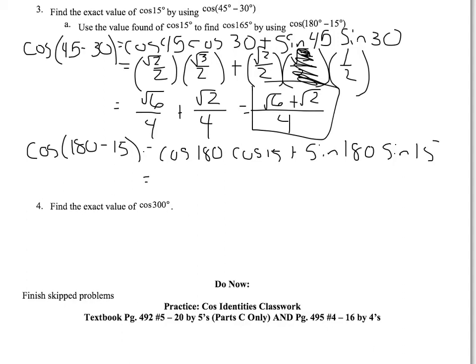Cos 180 is negative 1. Cos 15, we just found it. I know if you type it in your calculator, it's a decimal you don't know. But however, we just found it. It's radical 6 plus radical 2 over 4.